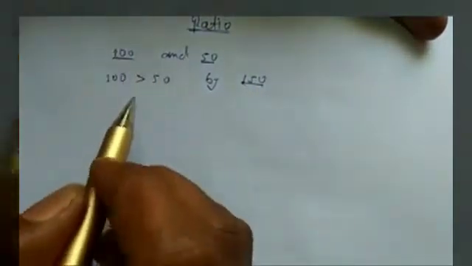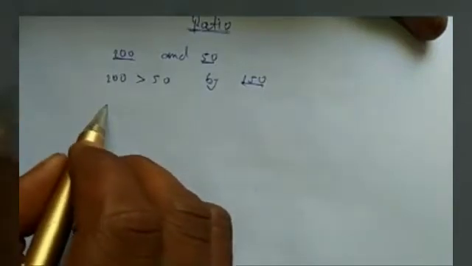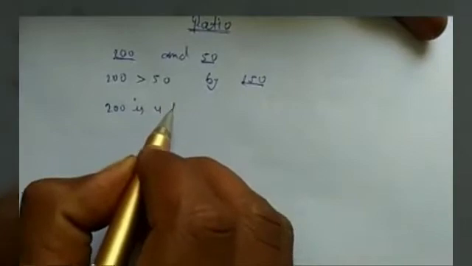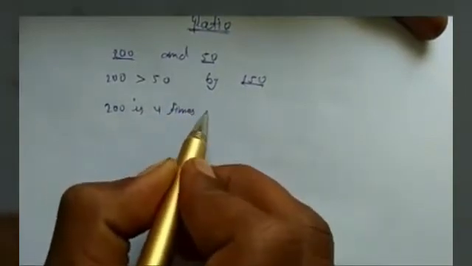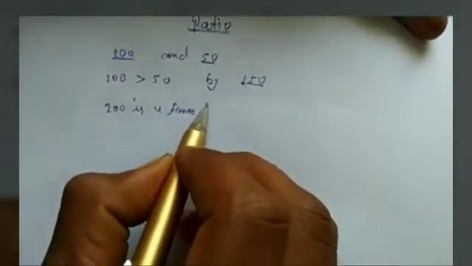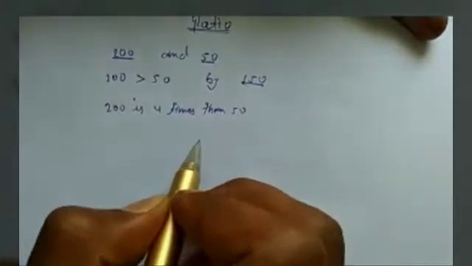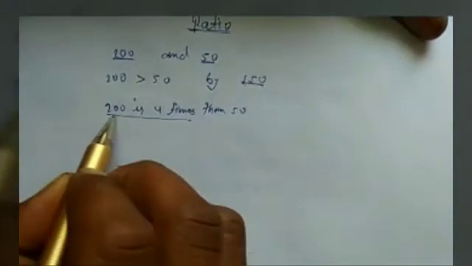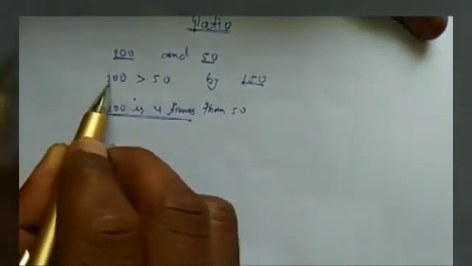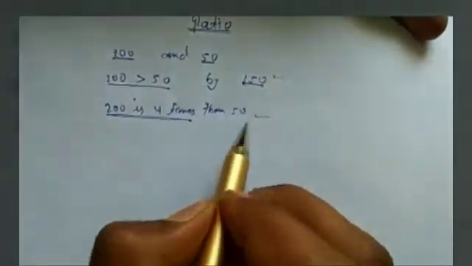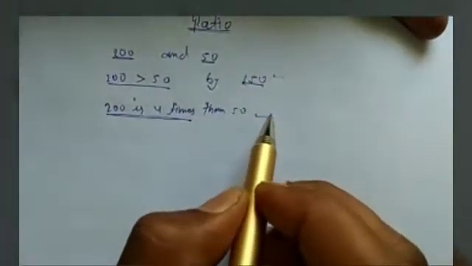We can compare these numbers by another method also: 200 is 4 times 50. So 200 is 4 times 50, and 200 is greater than 50 by 150. This means there are 2 ways to compare.